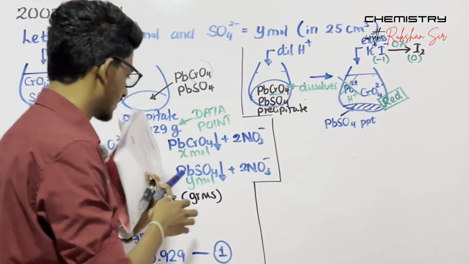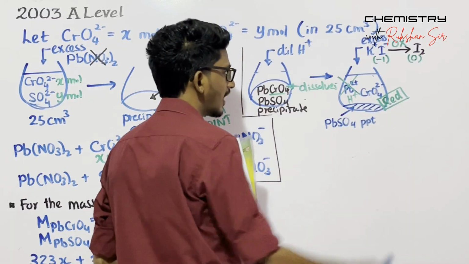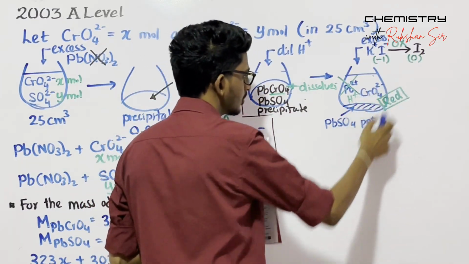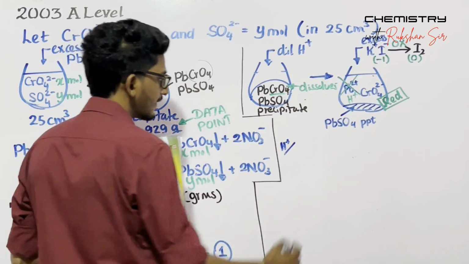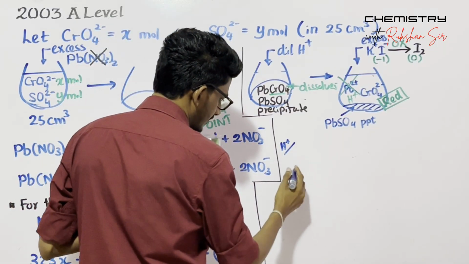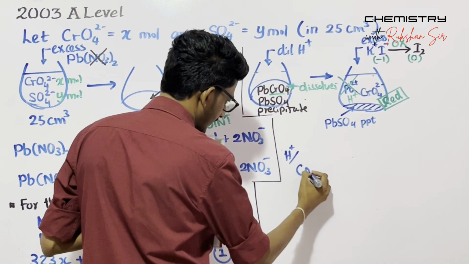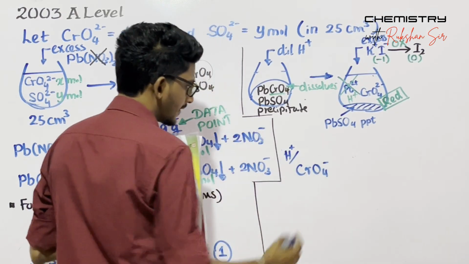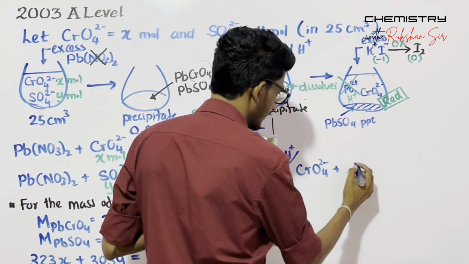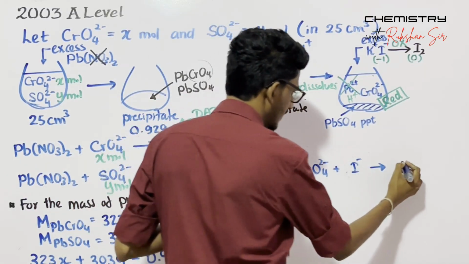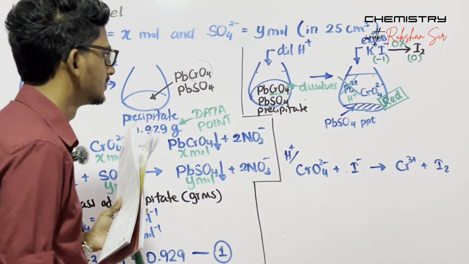So the reaction is what? The reaction is the acidic medium reaction of chromate reacting with I minus to produce I2, and in acidic medium chromate reduces to Cr3+. I'll write it here: chromate ions reacting with I minus ions to produce Cr3+ and I2. That is the reaction there, right?